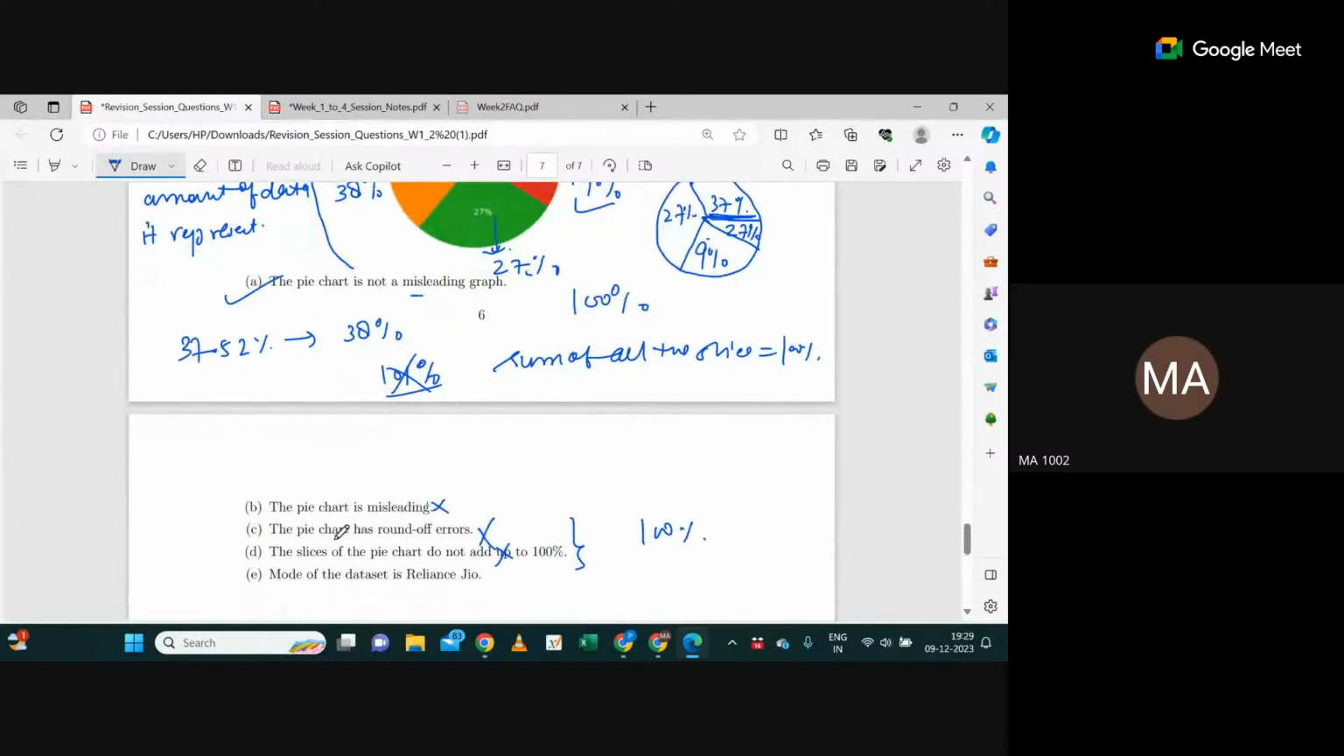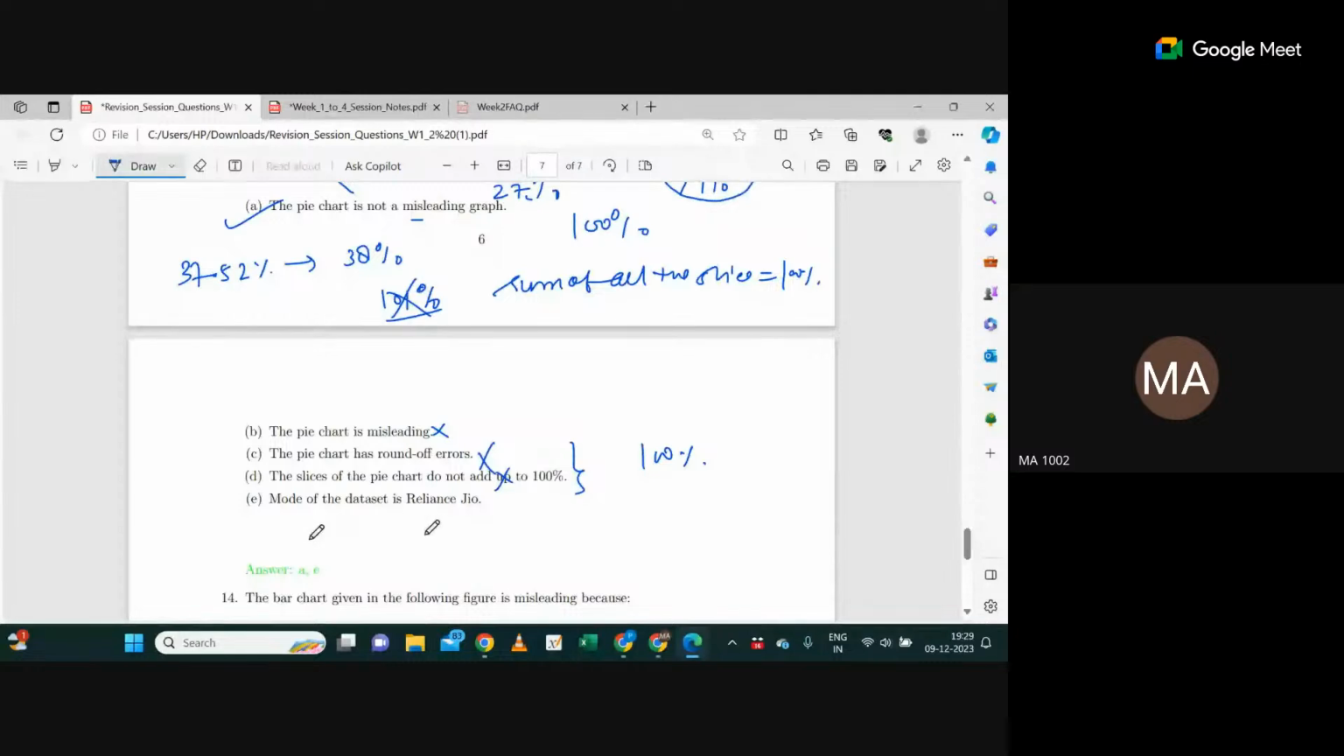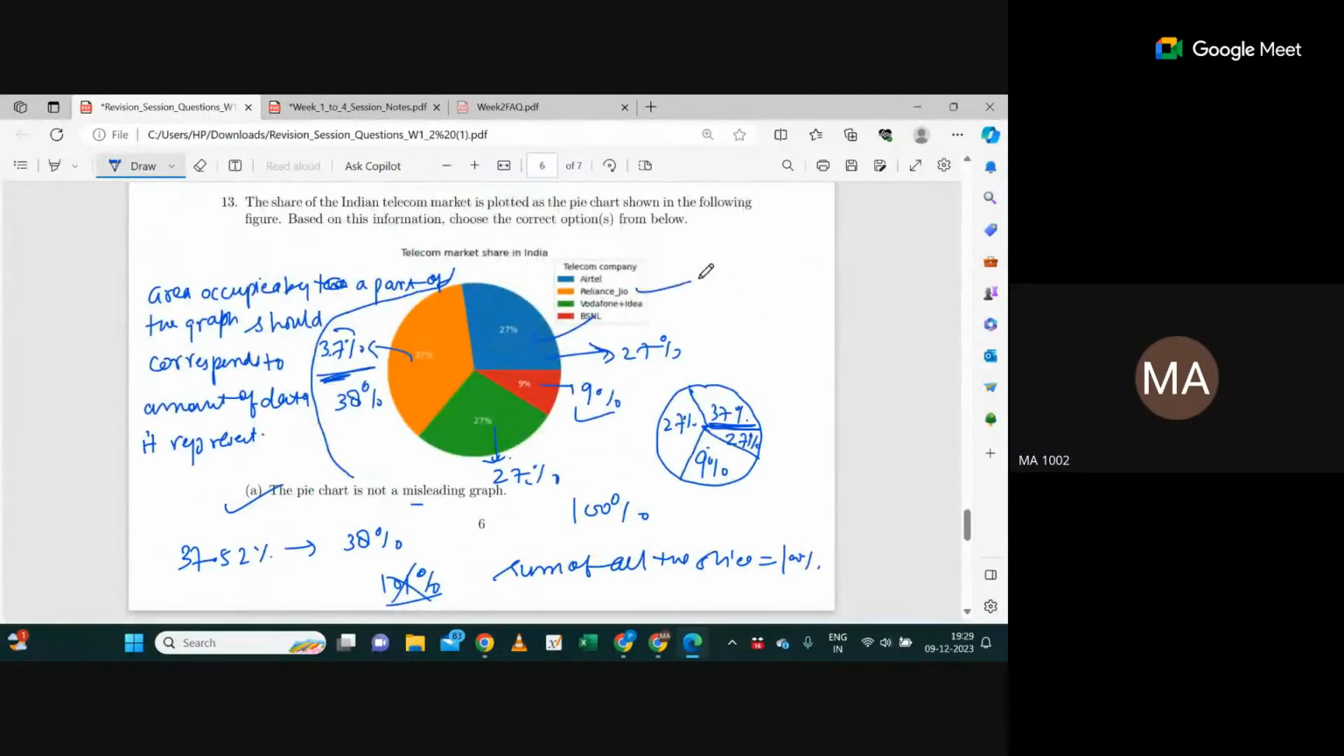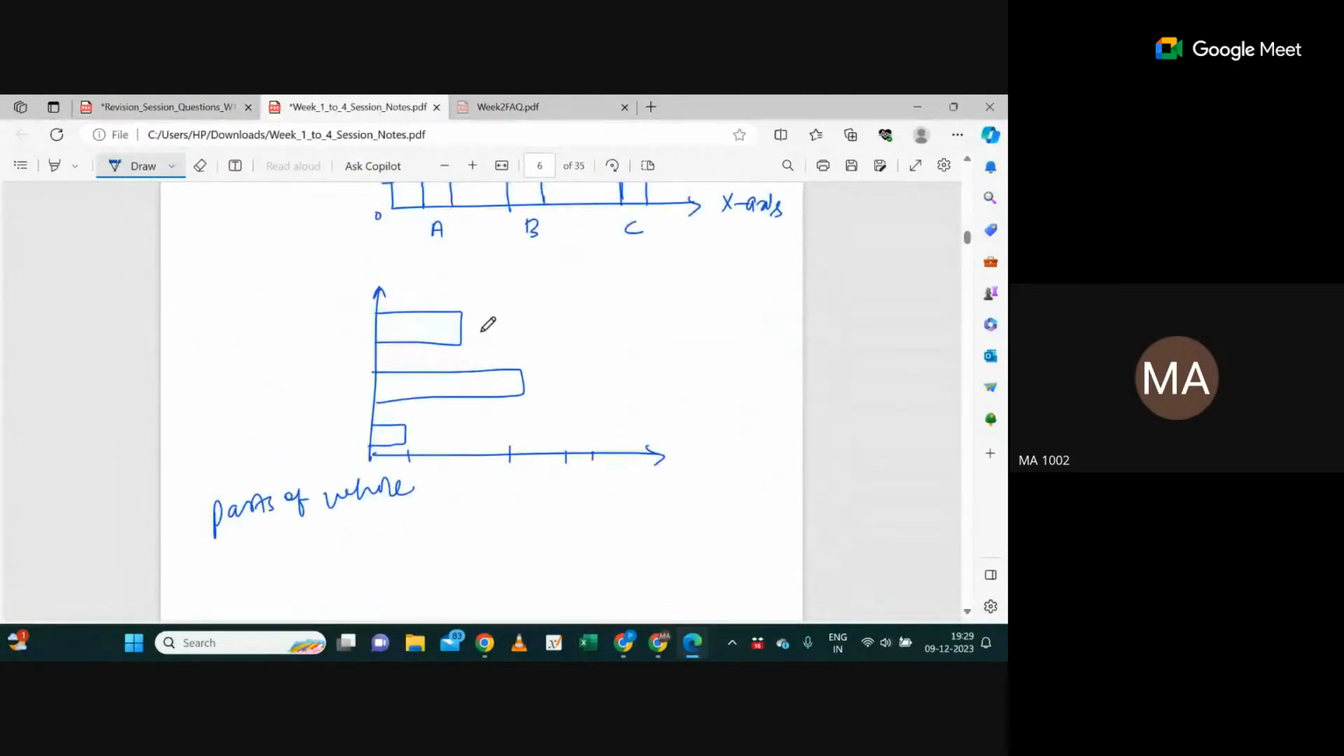Okay. The option saying the mode of the data set is Reliance Jio is the correct one, because Reliance Jio is the orange part, which is the widest slice. This is the orange Jio one, right? So what is the mode? It is what occurs more frequently, more number of times, right? In a pie chart, the widest slice represents the mode, and in a bar chart, the longest bar will represent the mode.